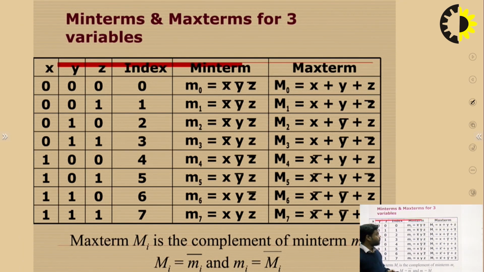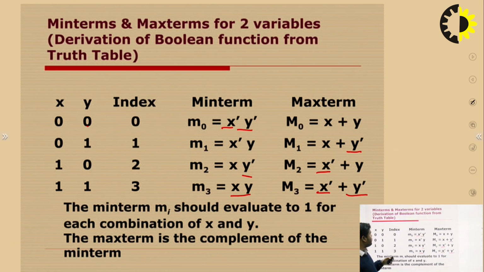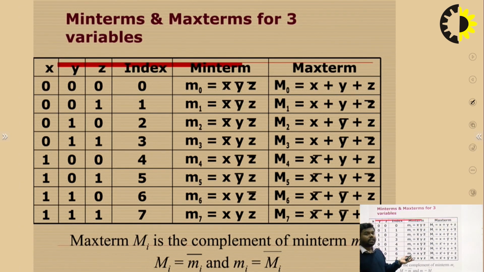Now for three variables, it is the same as for two variables. This is an example of the min term and max term for three variables. There is nothing changed about that. This is the index value, and these are the truth table for three variables. In a min term, 0 you take as a complement and 1 as itself, and in the max term 0 is the same and 1 is a complement.